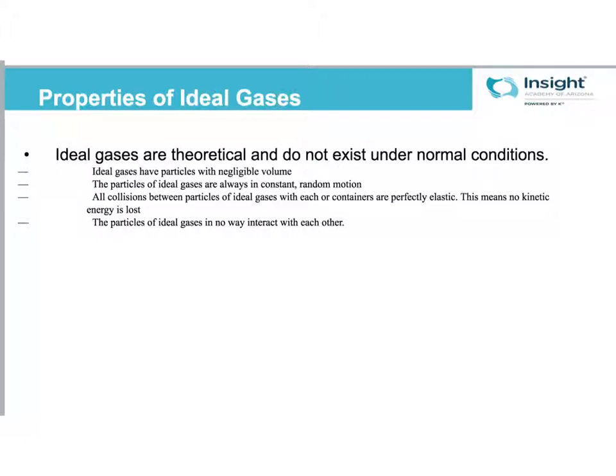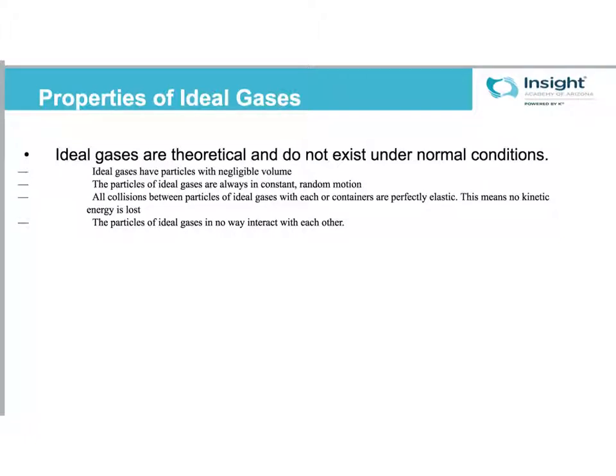There are certain conditions where you can get a true real live gas to act like this, but anything that you interact with normally doesn't actually abide by this. But for ideal gases, we have to assume that the particles have negligible volume. This isn't that the gas has negligible volume, it's just that the individual molecules making it up have no volume. The particles of ideal gases are always in constant random motion.